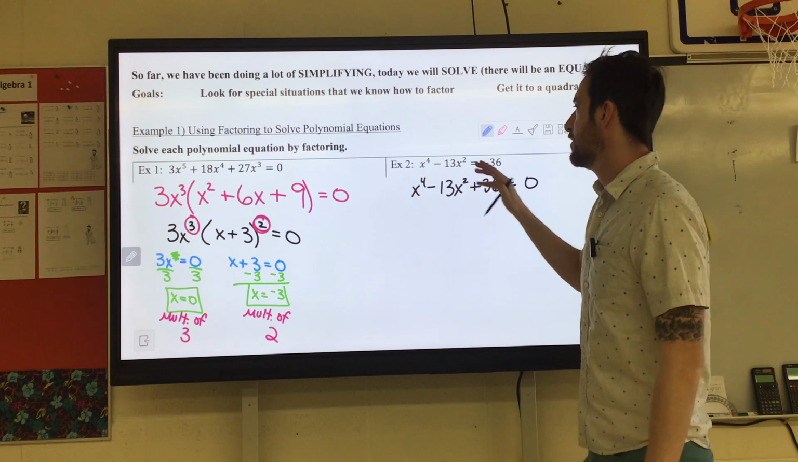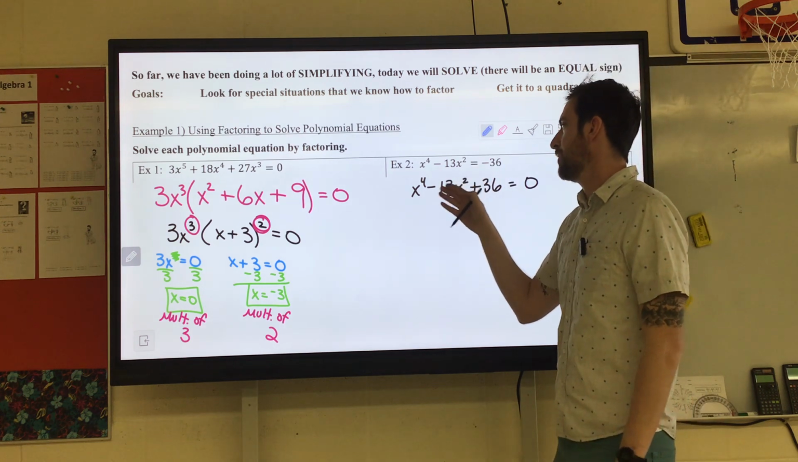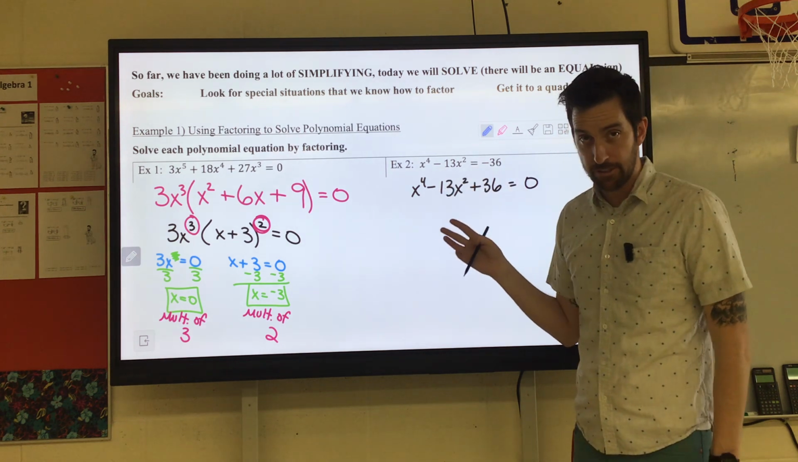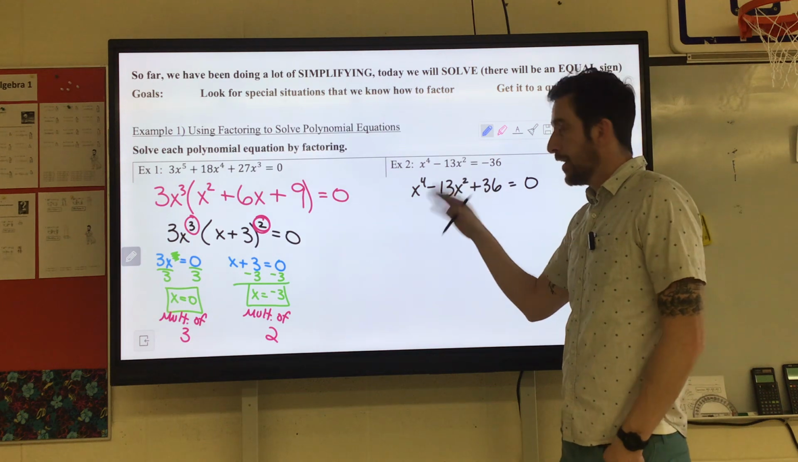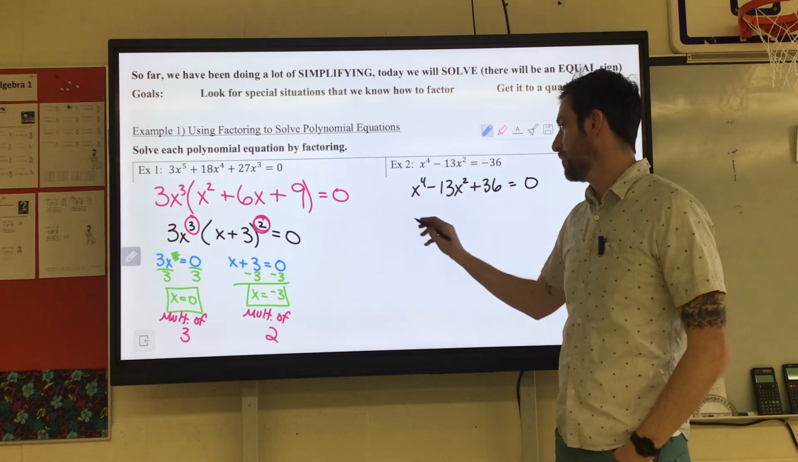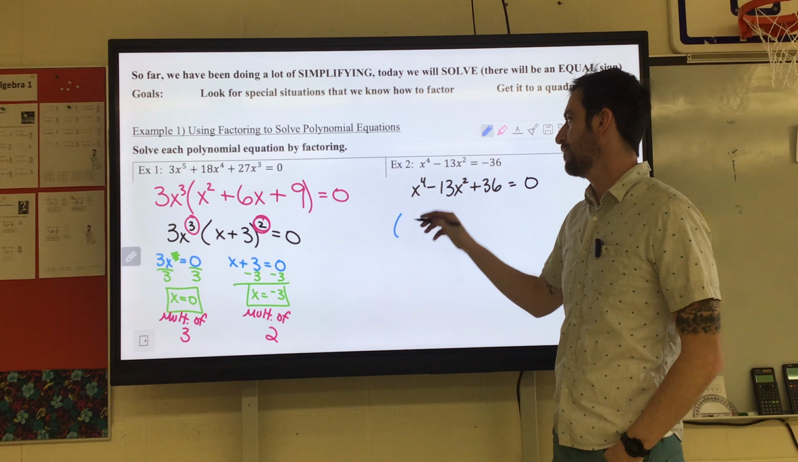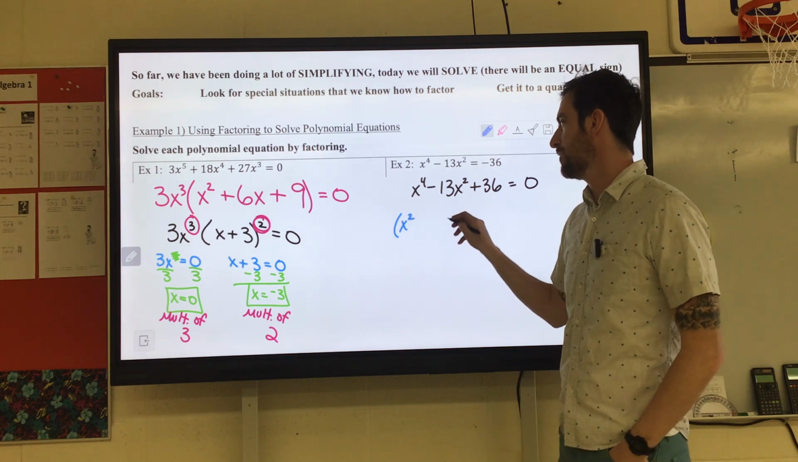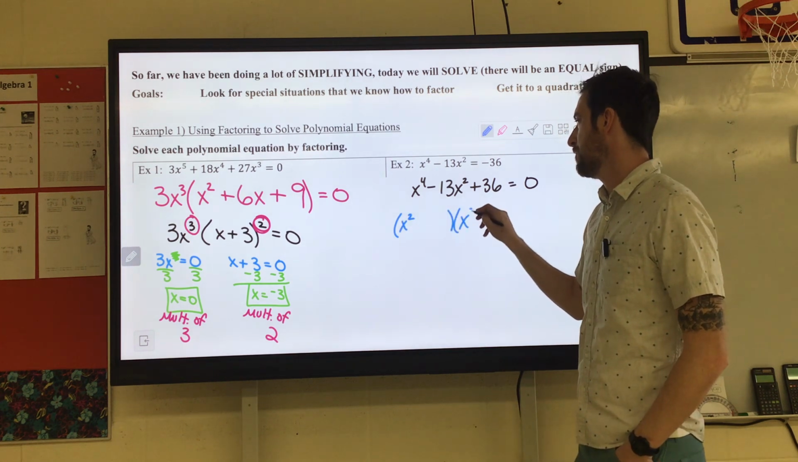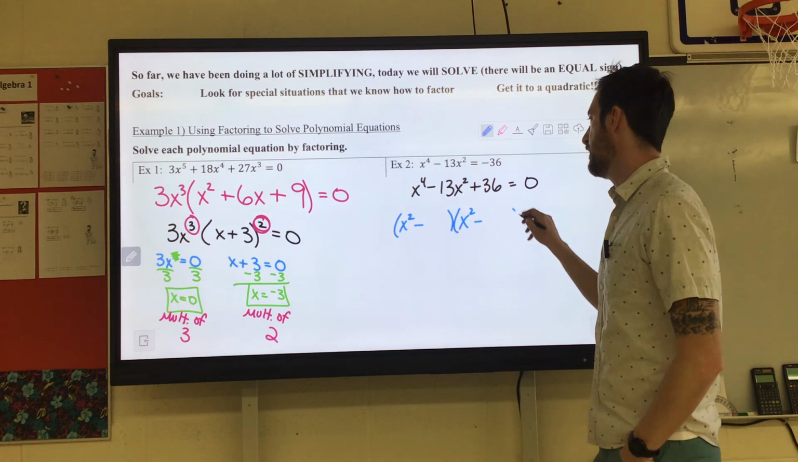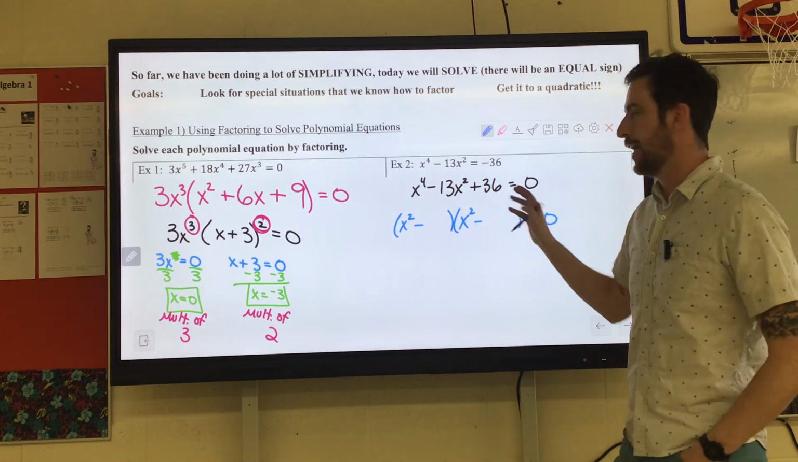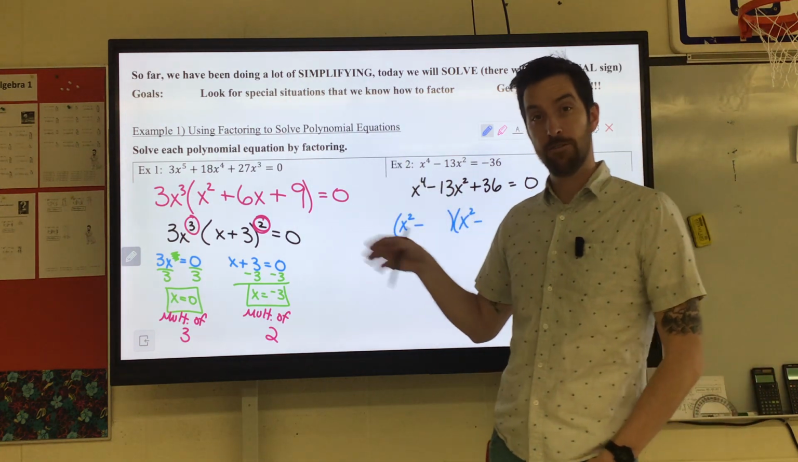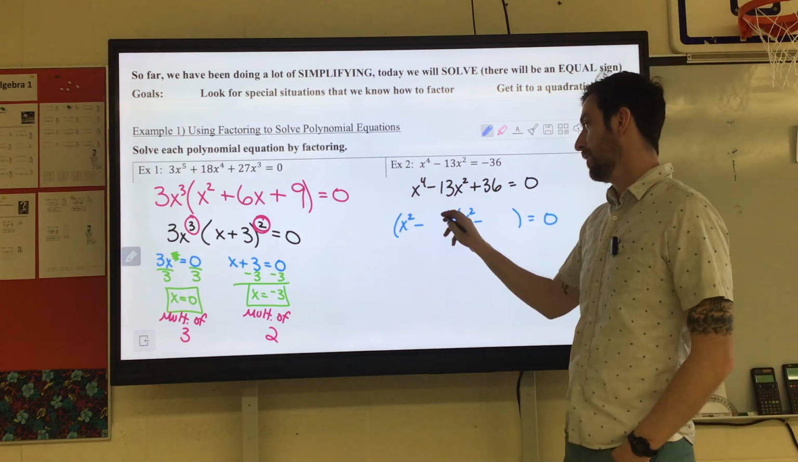Now this one's a little strange because usually it's like x squared minus 13x plus 36, which you would make like x minus something times x minus something. The only difference here is we have x to the fourth. So instead of just x minus, it's going to be x squared minus and x squared minus. So we're looking for factors of 36 that add up to 13, which would be 9 and 4.